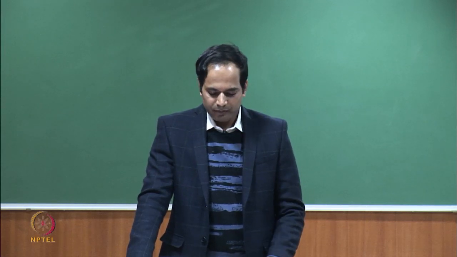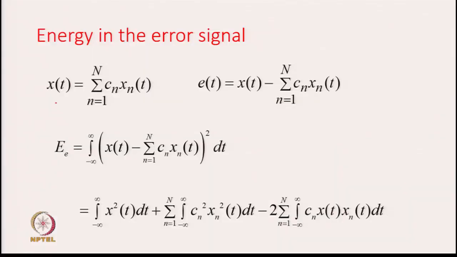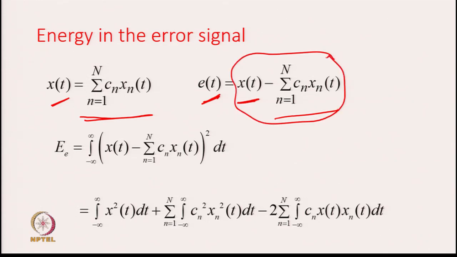Okay. So, let us see what the energy in the error signal is. If I have a signal x(t) and I am approximating it as a linear combination of n orthogonal functions, first of all we see what the error signal is. The error signal can be obtained by taking the difference between LHS and RHS. So, this is the error signal. We have calculated this error signal several times. This is the error signal.